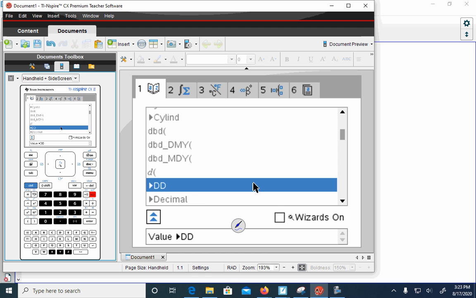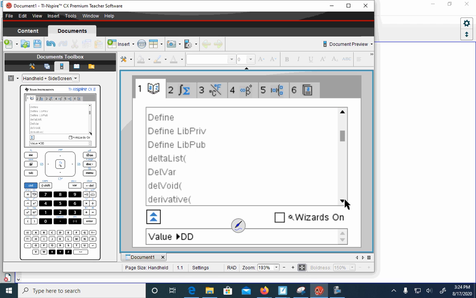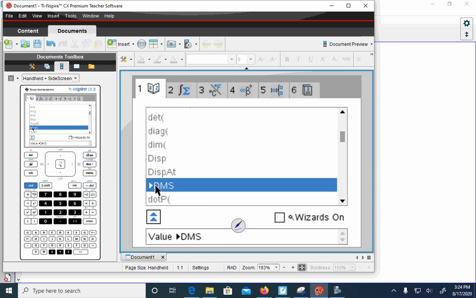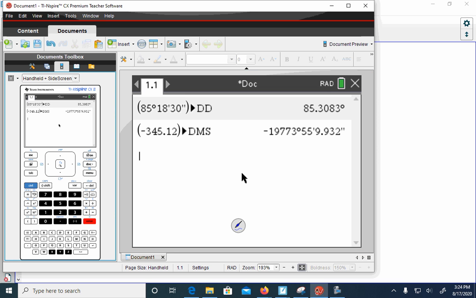I'm going to hit that book again. Now I want degrees, minutes, seconds. I'm already in the D's, my calculator remembered that. So I'm just going to look for DMS, which stands for degrees, minutes, seconds. When I hit enter, it'll say negative 345.12 to DMS, hit enter again, and that's not right.